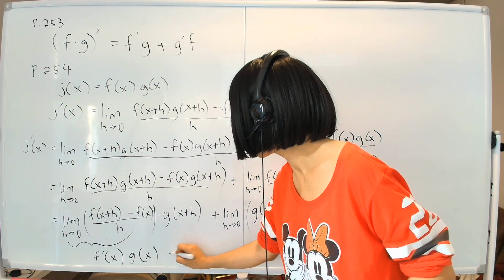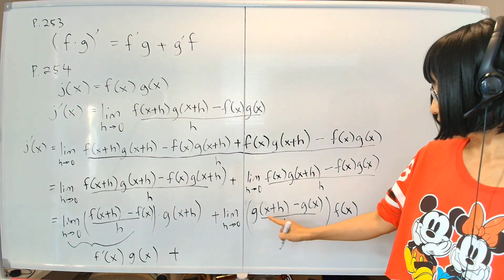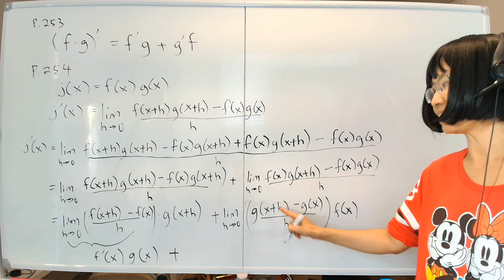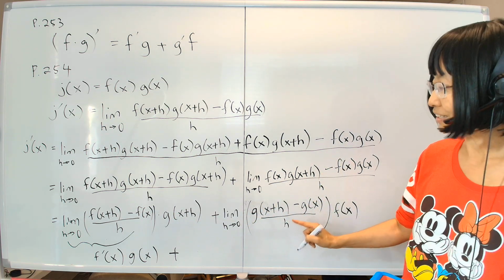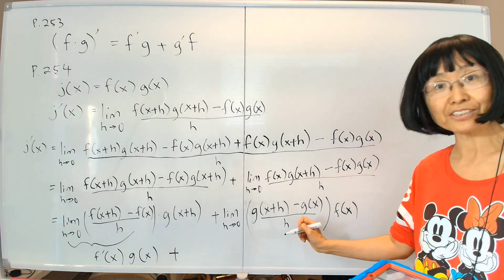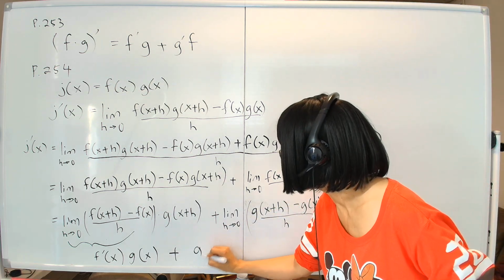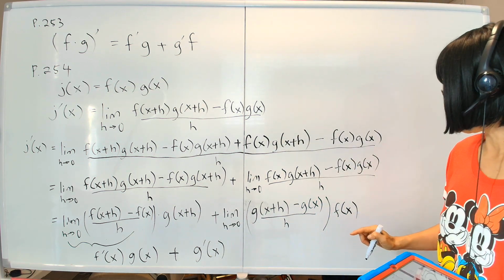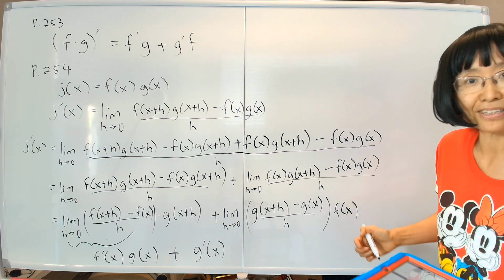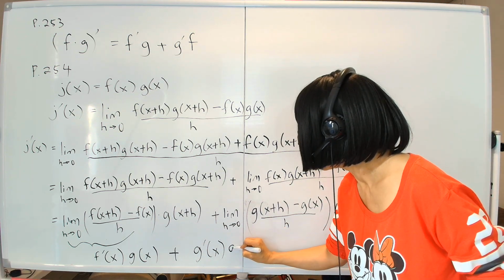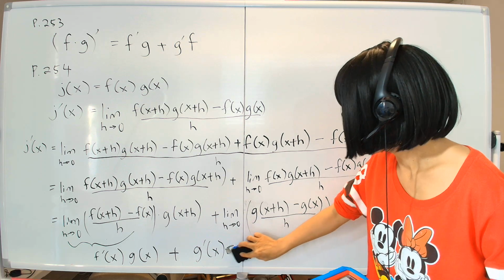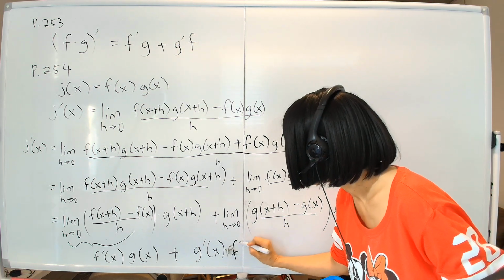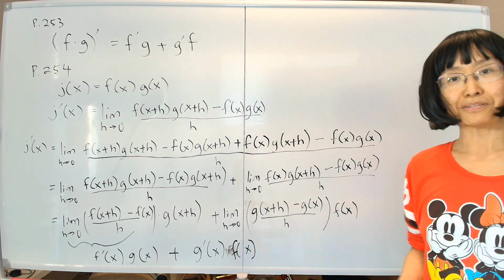Okay, plus over here, this is the definition of g prime, the derivative of g. See, the limit as h approaches 0 of g of x plus h minus g of x over h. That's the definition of the derivative of g at x. So that is g prime of x times f of x. It doesn't even have an h in it. So we're good. And that is the proof of the product rule.